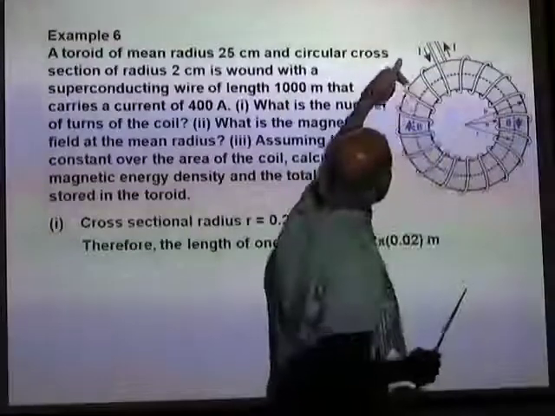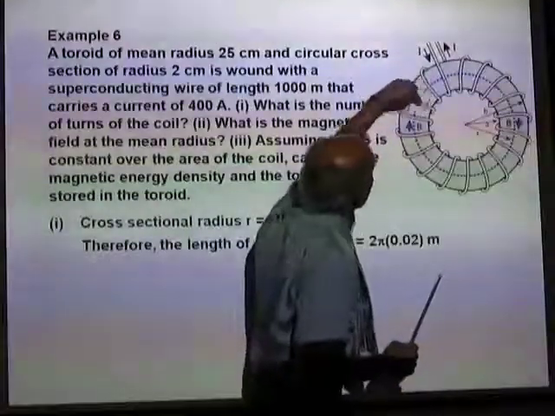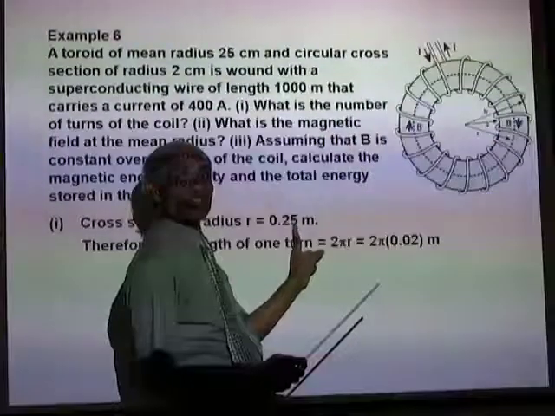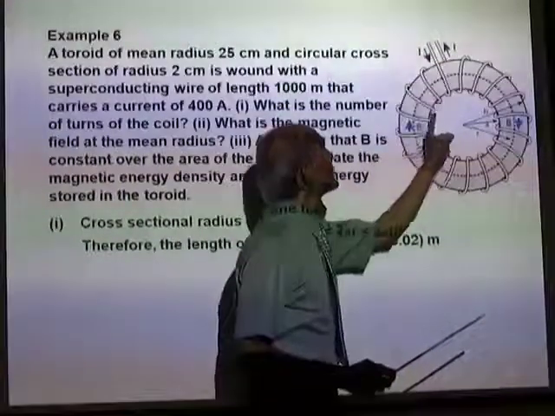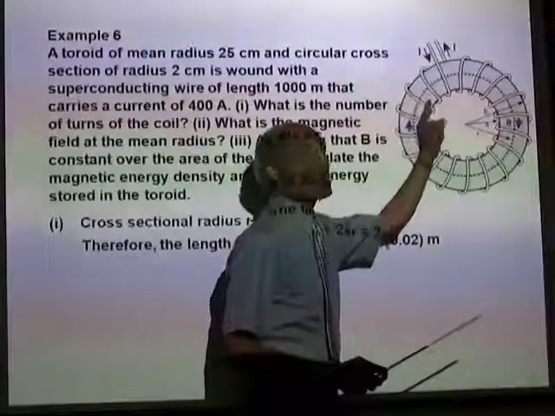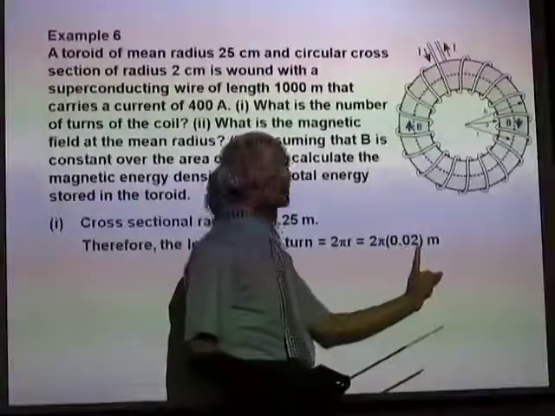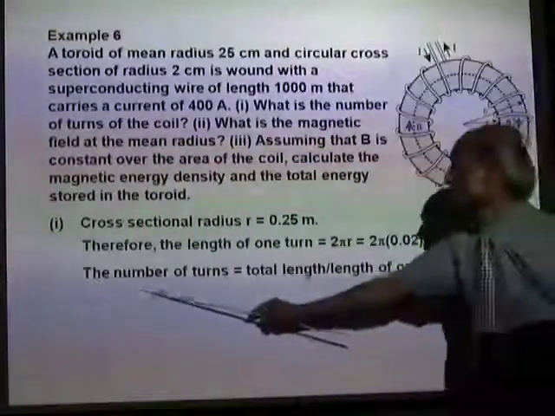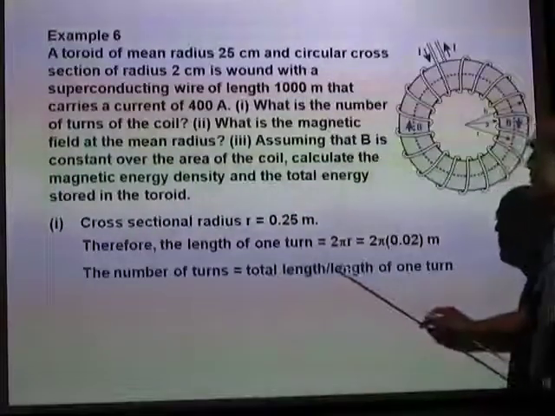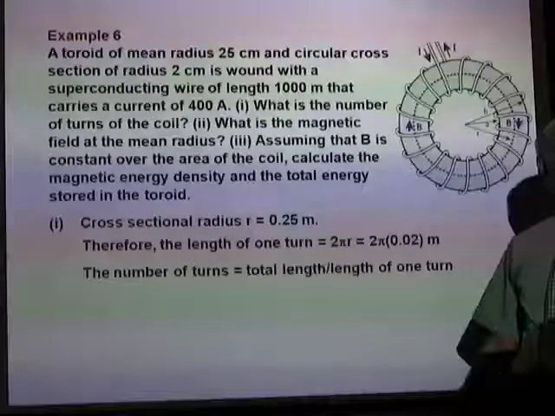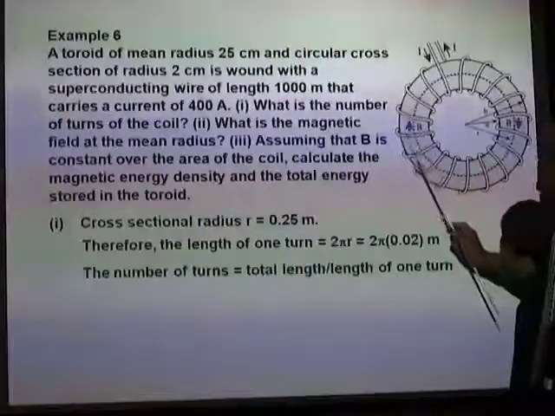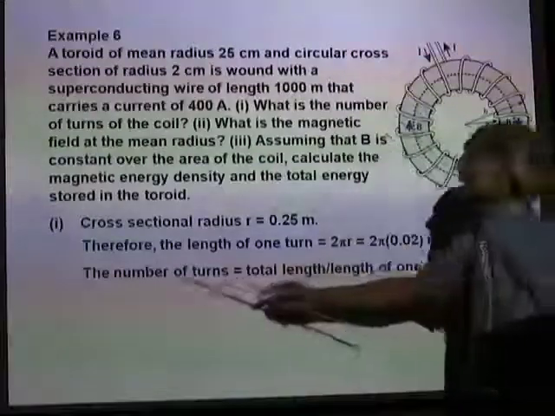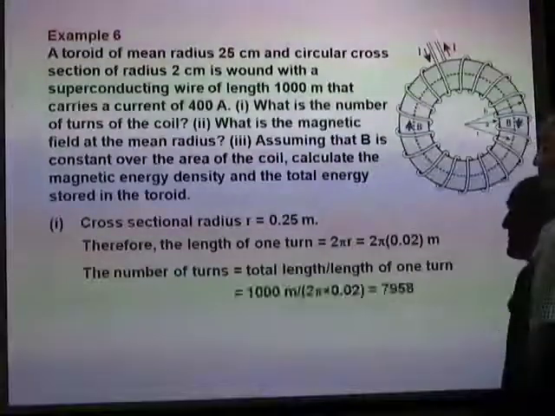Now, look at these turns. If you take one turn, that is a circle of this radius. Therefore, the length of one turn will be the circumference of that circle, 2 pi r, 2 pi times that radius. Now, the number of turns is total length divided by the length of one turn. Is that right? If you take the total length and divide it by the length of one turn, that will give you the number of turns.